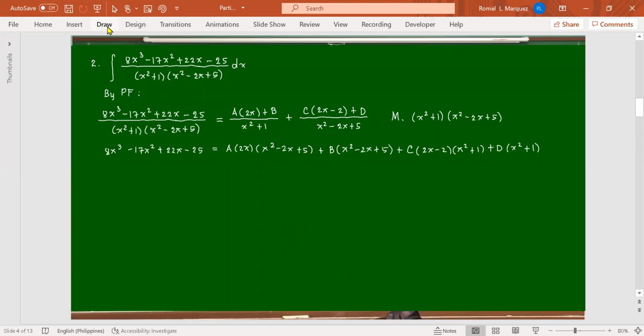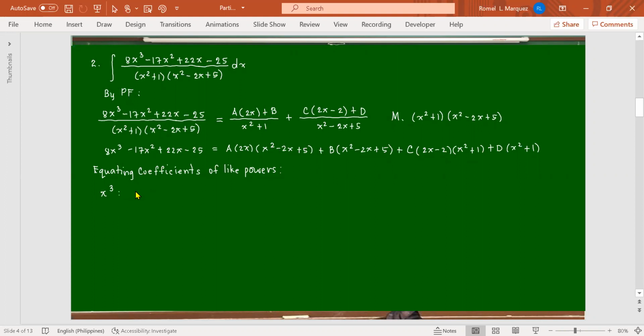So let us now equate coefficients of like powers. Equating coefficients of like powers, we assume that the left side is identical to the right side. In order to get the values of a, b, c, and d so that the left will be identical to the right side, we equate coefficients of like powers. So let's start with x cubed, the highest power on the left and right.